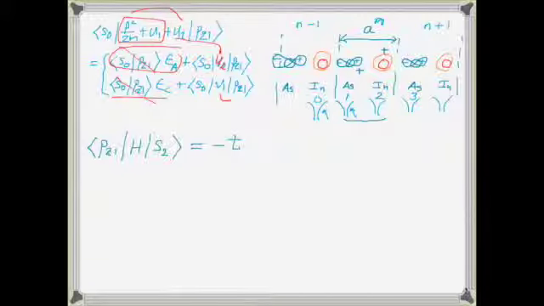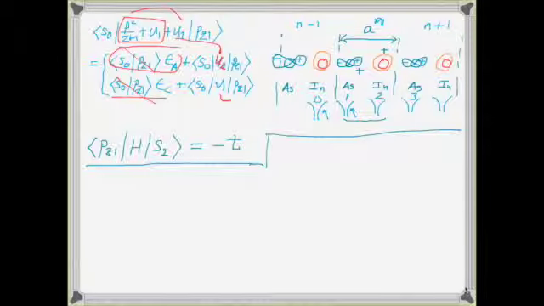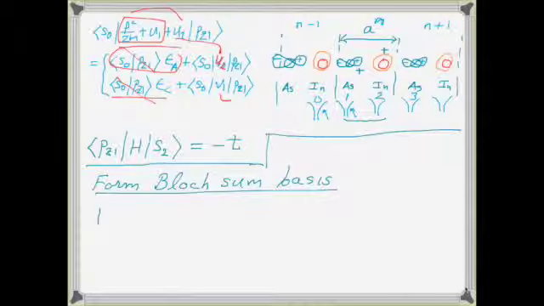Okay, so this is always the first step. Just figure out what the matrix elements are, their signs in your localized orbital basis. The next step is to form your Bloch sum basis. So for each type of orbital, you form a Bloch sum. For each type of orbital on each type of atom, you form a Bloch sum.